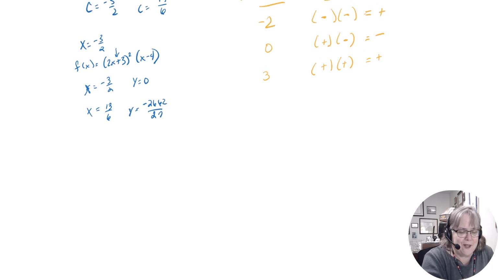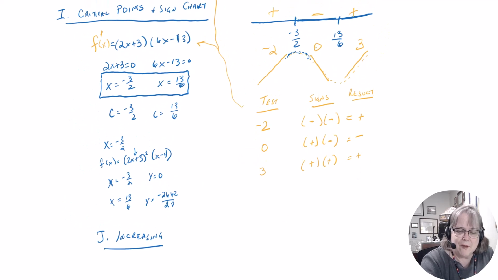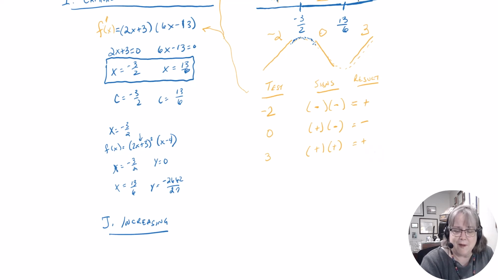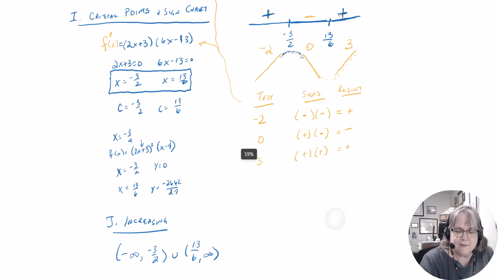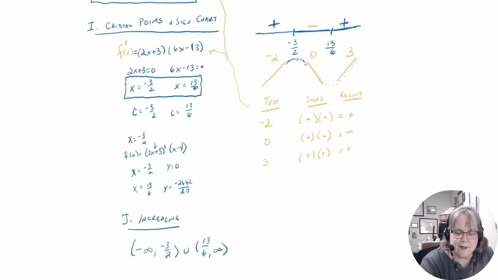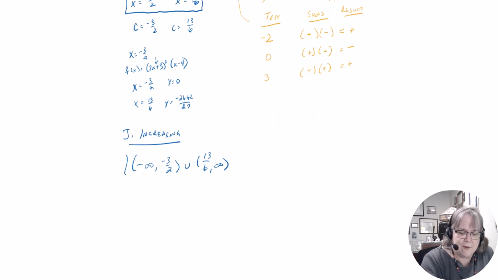And so on part J, it talked about where is this function increasing. Well, it's increasing where the first derivative is telling you the values are positive. So the slopes would be positive. So it's increasing to the far left, negative infinity to negative 3/2. And then it starts increasing again at 13/6 and on. See? So it's increasing here and here. All right? So it's decreasing everywhere else.